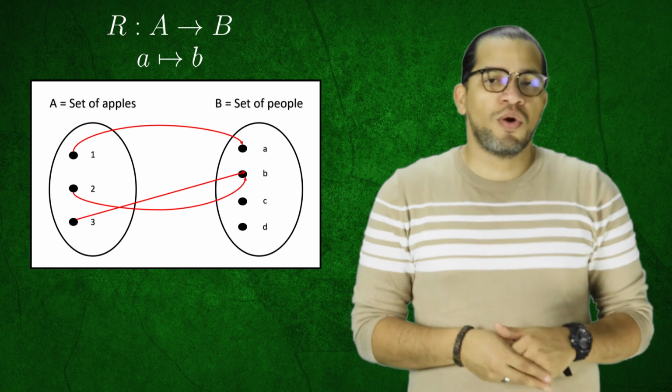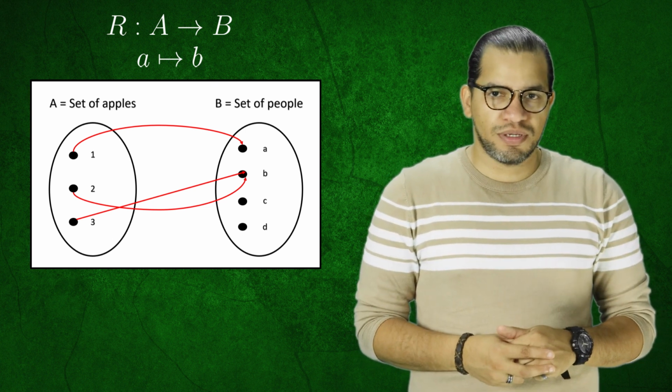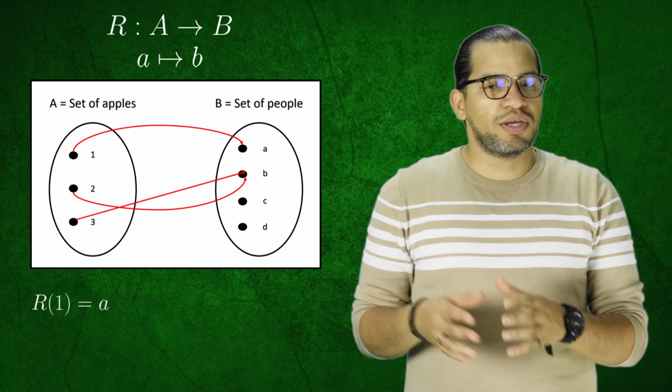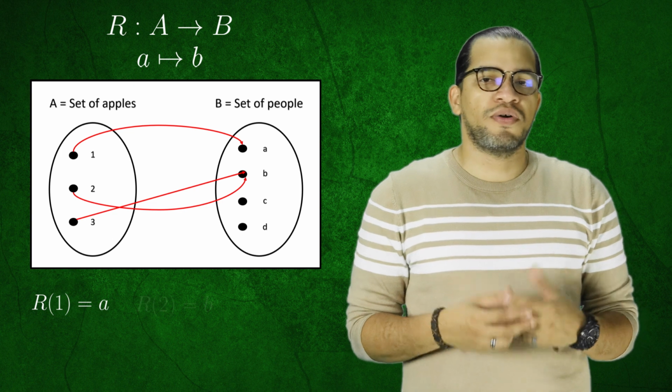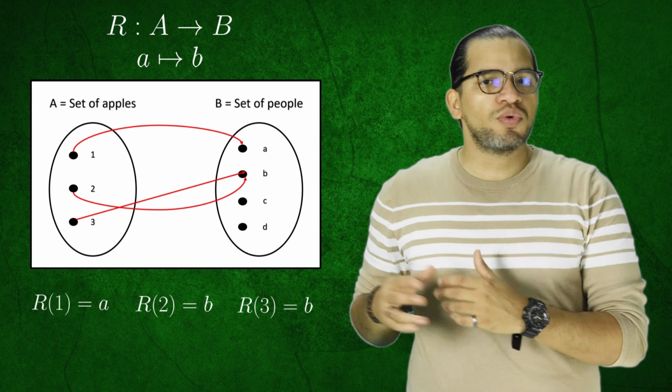We use something called Venn diagrams in order to see this better. We can notice that R of 1 is equal to A, R of 2 is equal to B, and R of 3 is equal to B. We interpret the previous relation in the following way. Apple 1 belongs to person A, and apples 2 and 3 belong to person B.